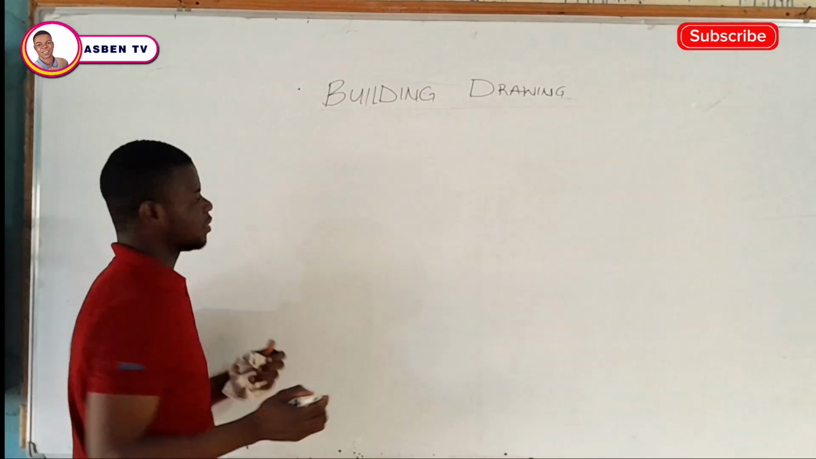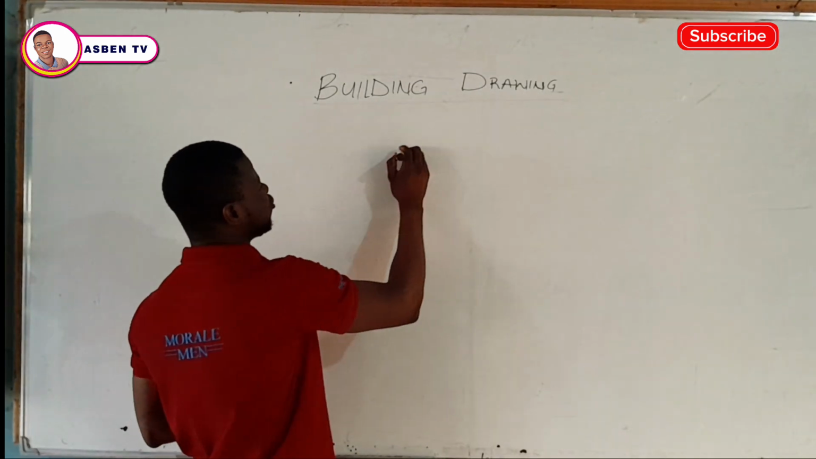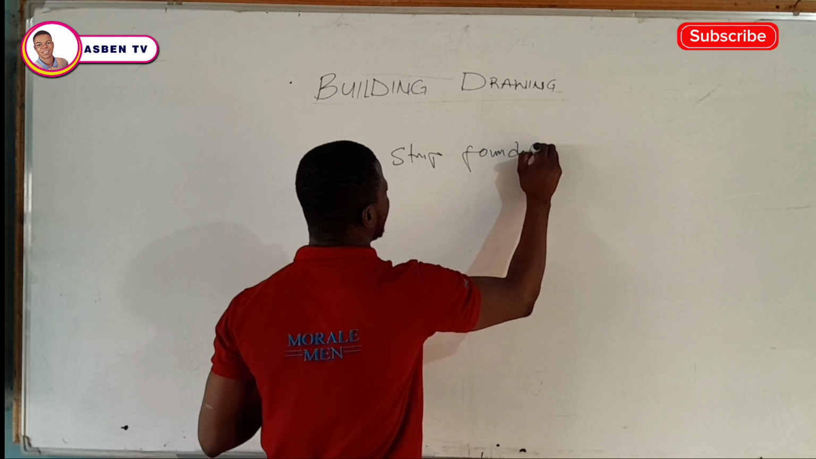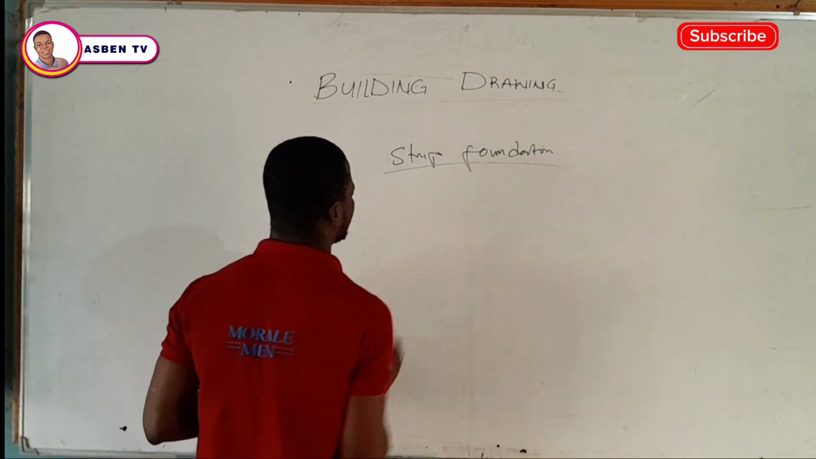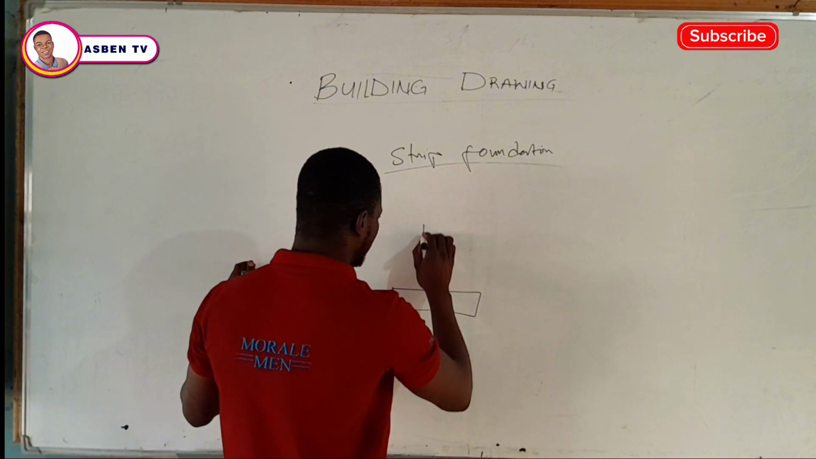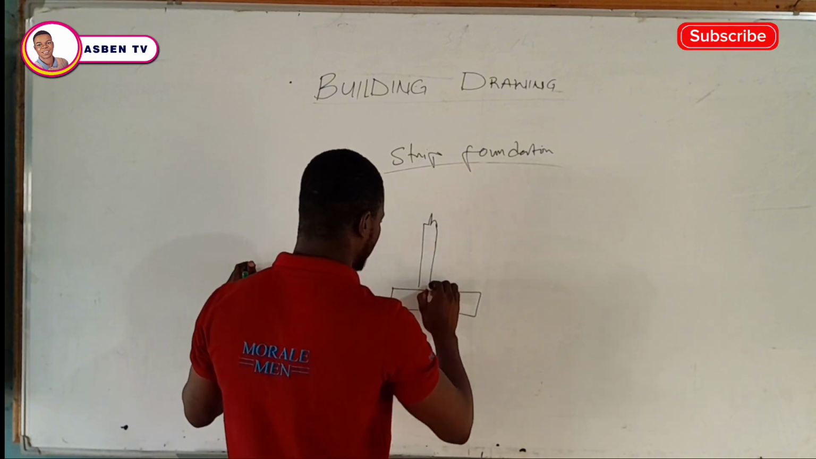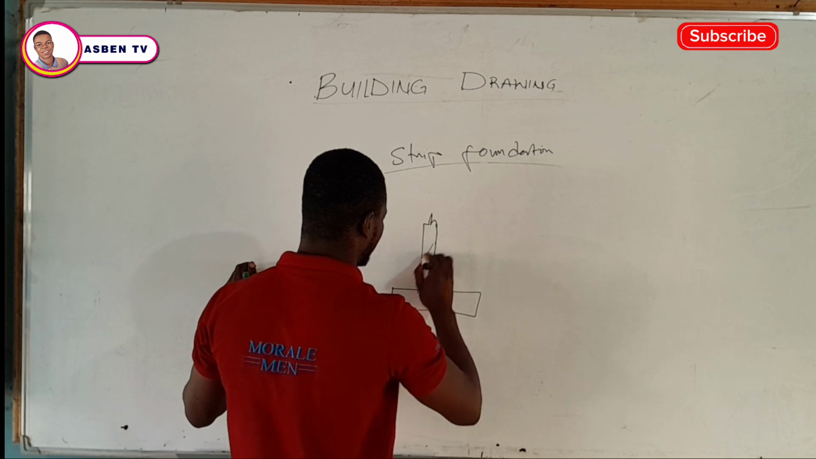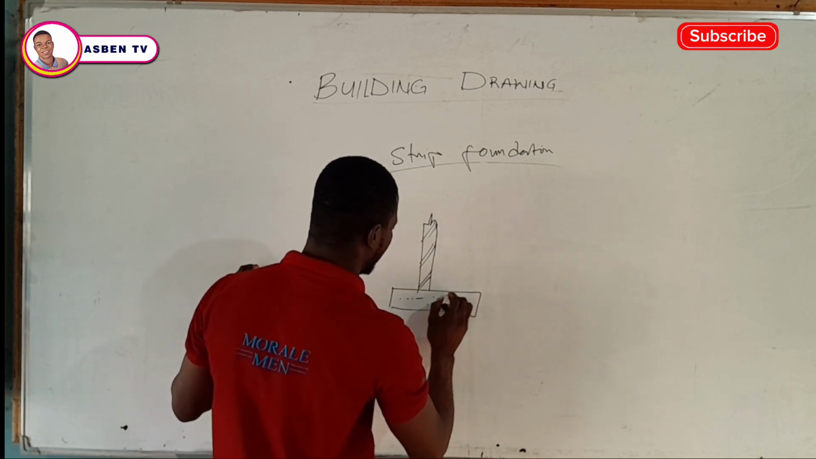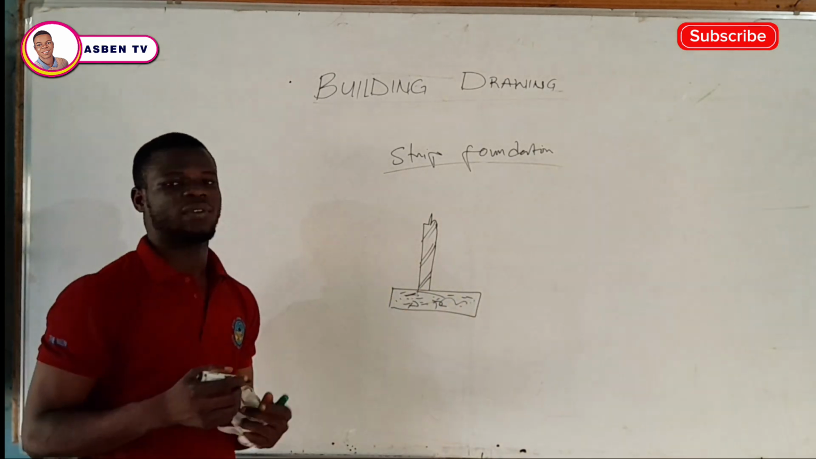So let's start. First of all, imagine we are constructing a building with a strip foundation. So let's design it, simple. This is the strip foundation. We put up our wall like this. This is our wall. This is the symbol of a wall. Then we introduce our gravels and stones and everything to represent the foundation.